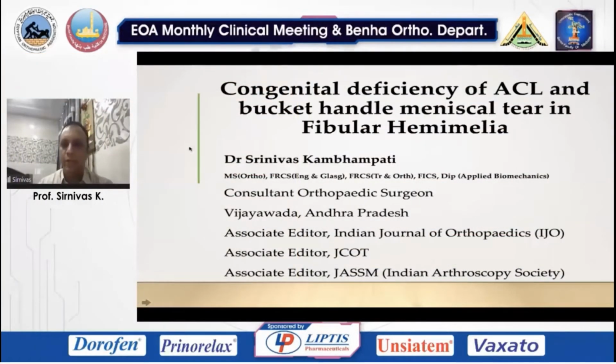I thought I'll present this case because this has a lot of findings in it, and it'll be an interesting case for discussion. It's a case of congenital deficiency of ACL and bucket handle meniscal tear in fibula hemimelia, along with some deformities in the lower limb.